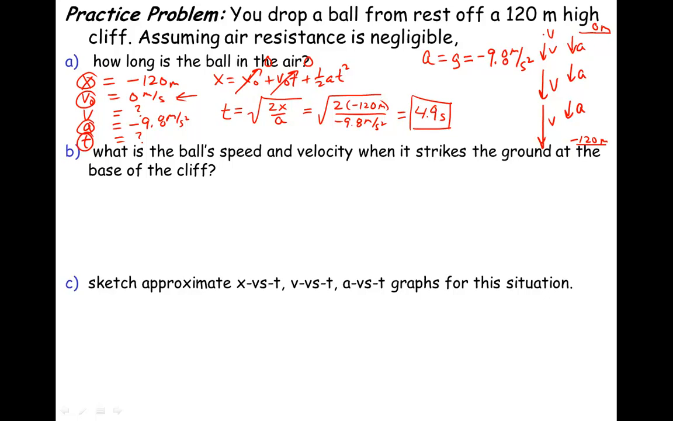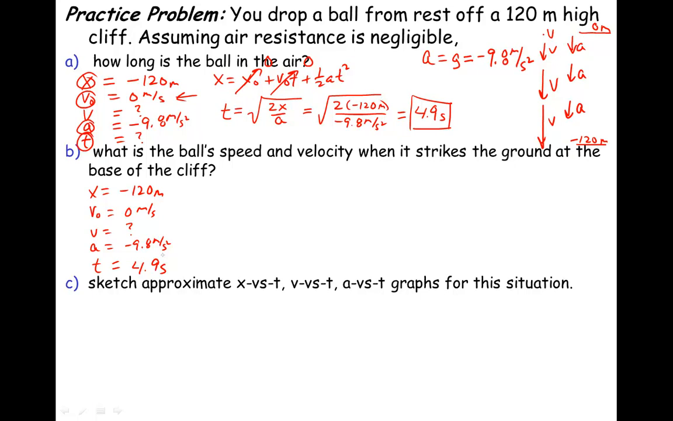Okay, the next part of the problem says, what's the ball's speed and velocity when it strikes the ground at the base of the cliff? So at the base of the cliff, we know that position again is negative 120 meters. We don't have to redraw the motion map because the motion map is fine the way it is. Initial velocity is still 0 meters per second. The final velocity is unknown. Okay, that's what we're looking for. The acceleration is negative 9.8 meters per second squared. And the time we actually know now, that it's about 4.9 seconds.